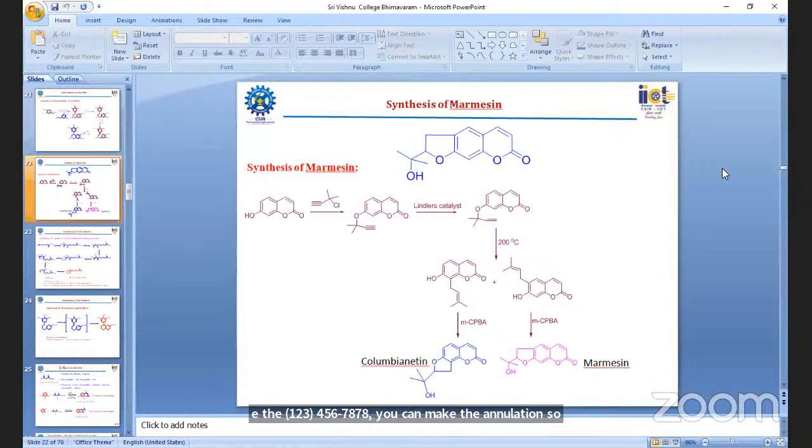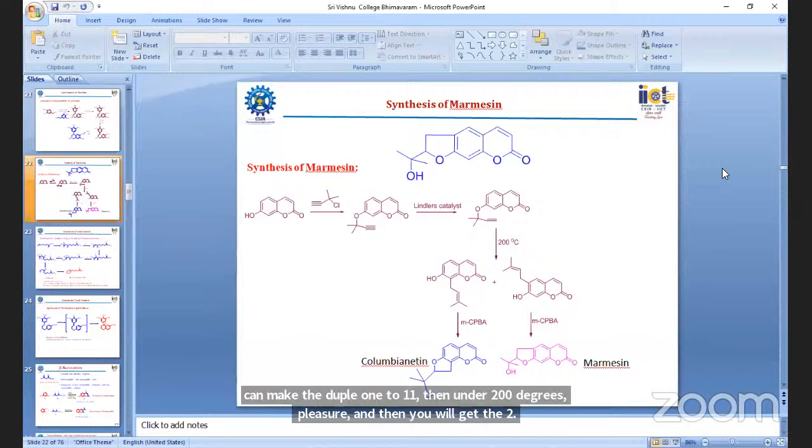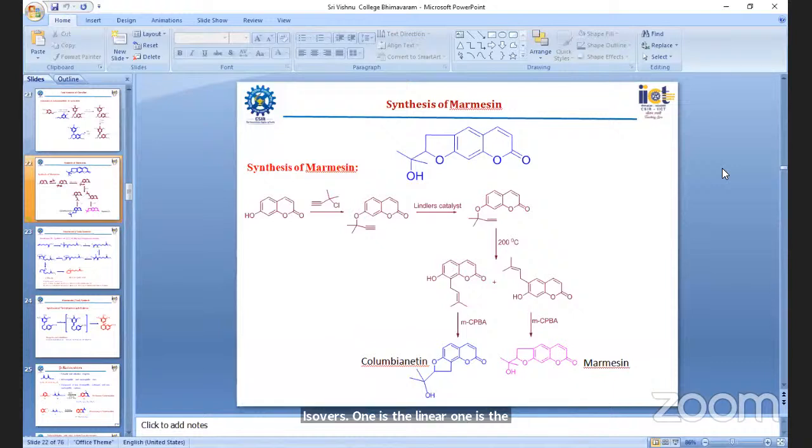The prenyl under Lindlar selective reduction, you can make the triple bond to double bond. Then under 200 degrees Claisen environment, you will get the 2 isomers. One is the linear, one is the adjacent to the hydroxy. You can make the prenyl compound linear as well as the another isomer. So you can make this compound by using the mCPBA oxidation. You can make the marmosine furan compound, where it is cyclized here in this compound.